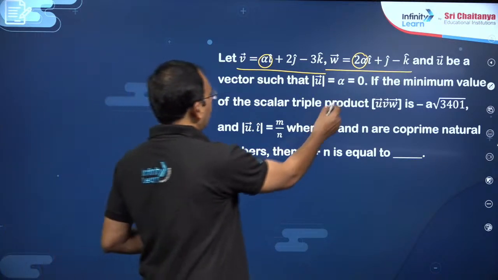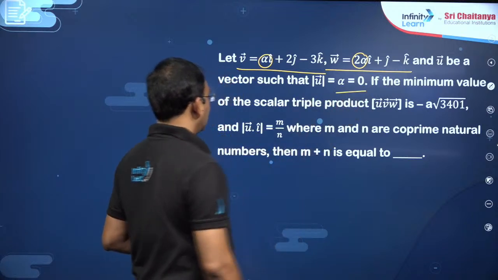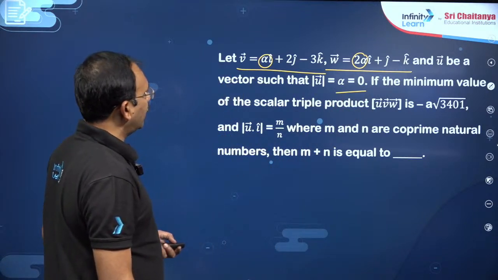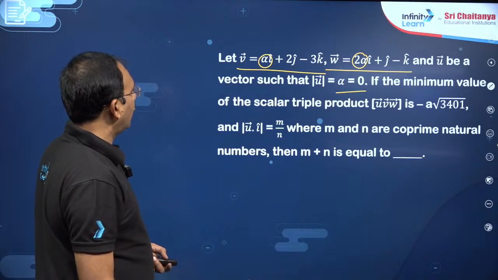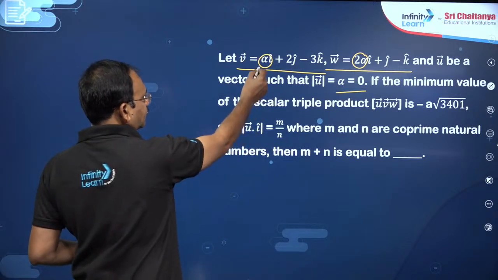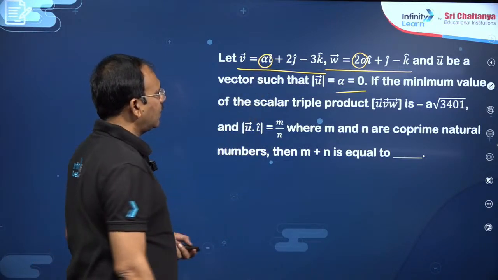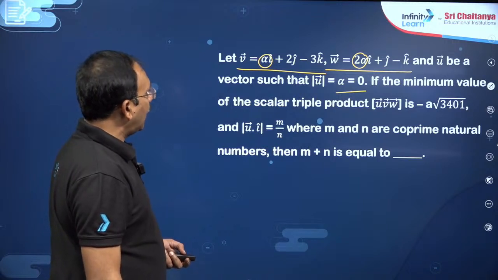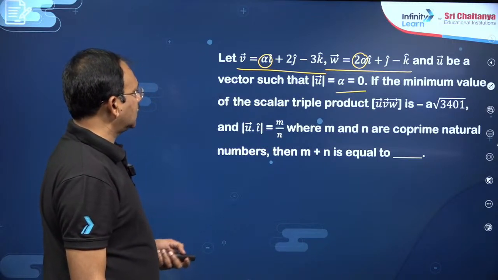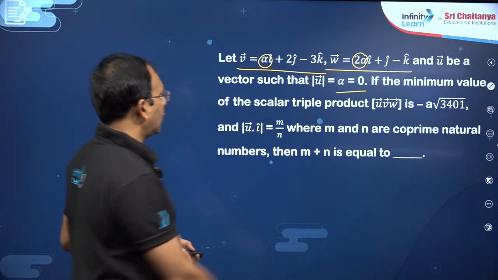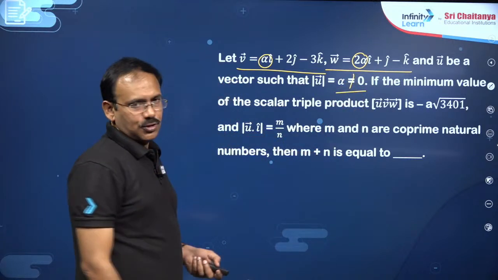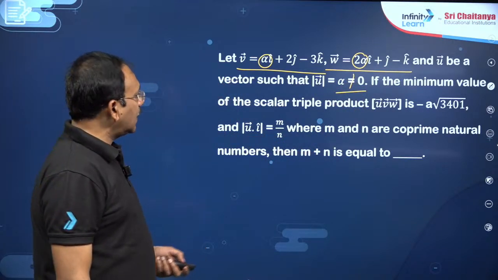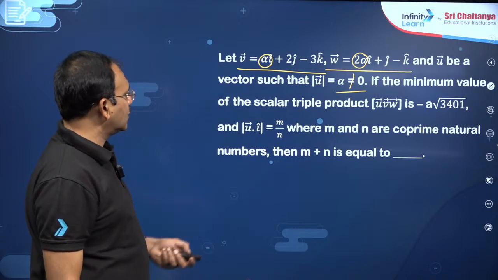I think alpha is equal to 0 may not be correct, because U dot, where is U? U is a new vector, okay. So, you see, dear students, V bar is given, W bar is given, and U bar is a vector such that magnitude of U bar is not equal to 0, I guess, right. In that case, magnitude of U bar is alpha.